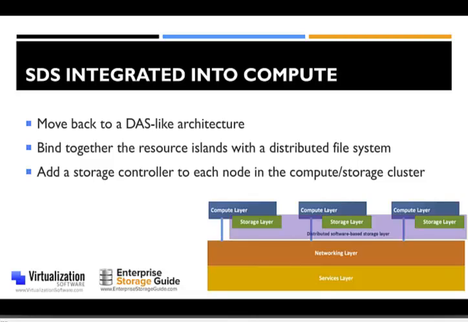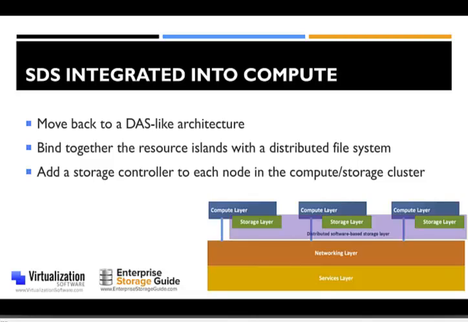Now, one of the challenges we had in that era was, again, we had these islands of stranded storage that we needed to free in order to leverage all of that capacity for the good of the organization. So to that end, we'll bind together these resource islands with a distributed file system. As you can see on your screen, we take this storage layer, a combination of solid-state disks, PCIe disks, and regular hard disks, and we'll create a global file system that spans all of these compute nodes.